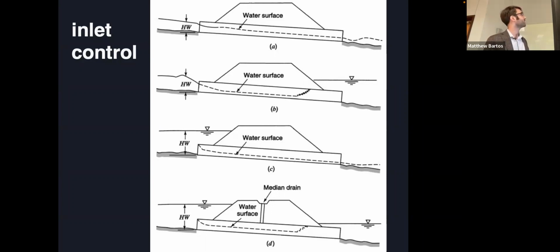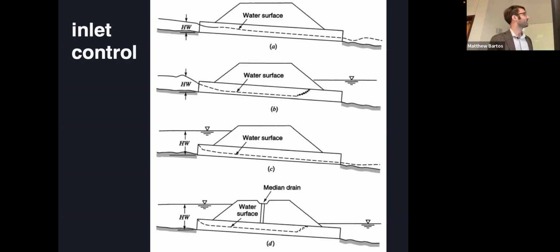flow, again, achieved near the entrance and supercritical flow throughout the culvert. So this is probably the most typical case that you'll encounter in practice, which is submerged at the upstream end with inlet control and unsubmerged on the downstream end.